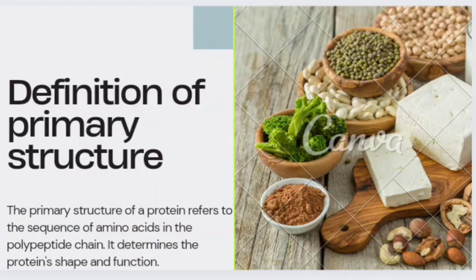Now, this is the definition of primary structure. We know many amino acids join together to form a linear chain structure, which is referred to as the primary structure of proteins. So, this sequence of amino acids joins together by the polypeptide chain.